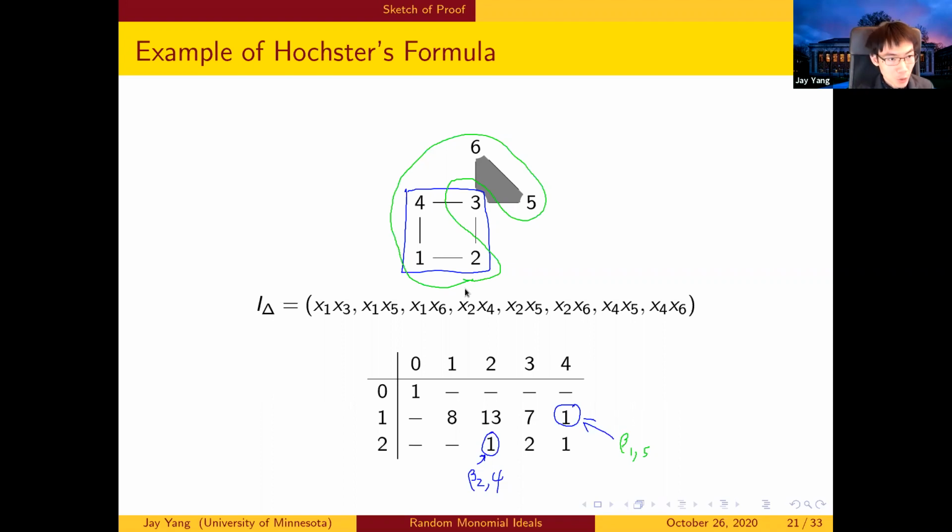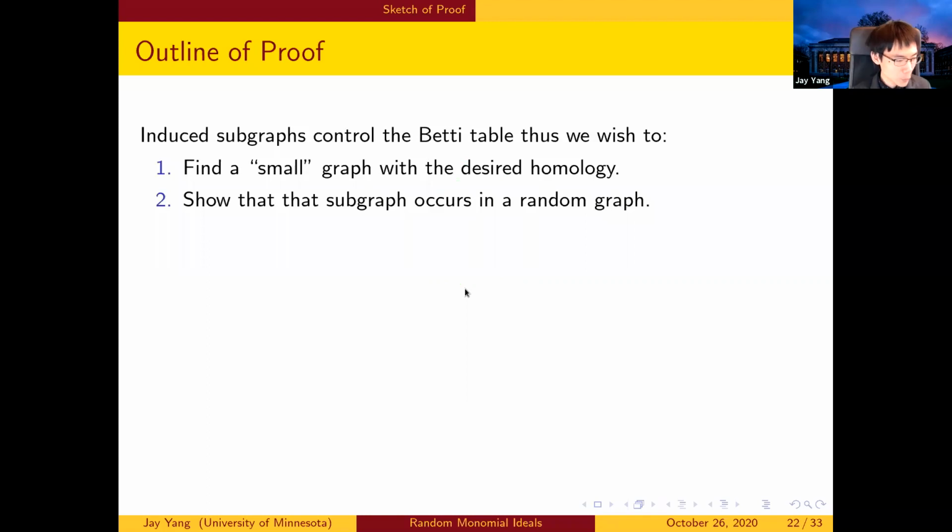Okay. So what does this tell us? This tells us how to prove this result, and how to prove most results about our model. If we want to find some property of the Betti table, one way we can approach this is, since the induced subgraphs control what the Betti table looks like, we want to find a small enough type of graph that has the right homology, in this case characteristic-dependent homology. Then we need to show that that subgraph actually does appear, that it appears with probability 1 in the limit.